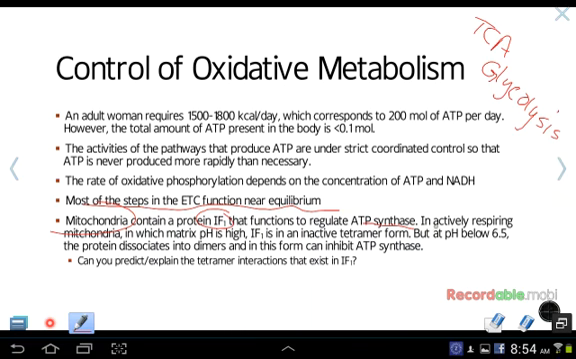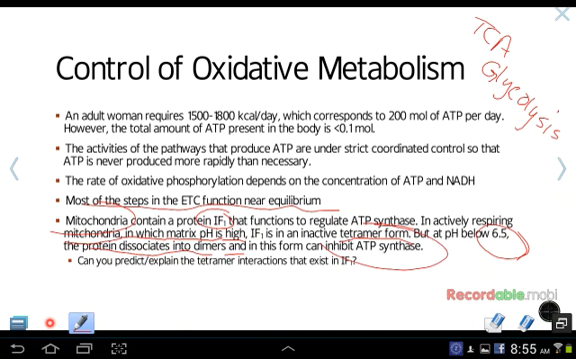What's interesting is that in actively respiring mitochondria in which the pH of the matrix is high, IF1 is in an inactive tetramer form. However, if the pH drops below 6.5, the protein dissociates into dimers. And in the dimer form, it can then bind and inhibit ATP synthase.